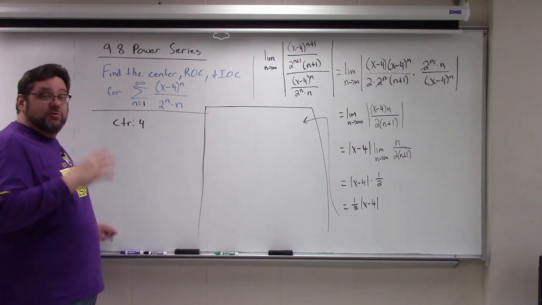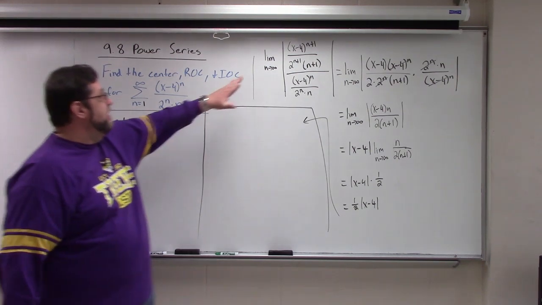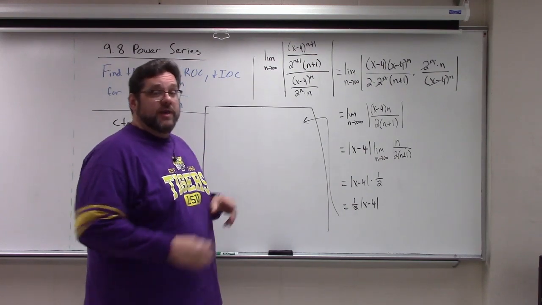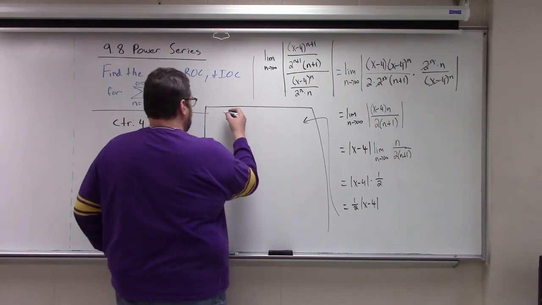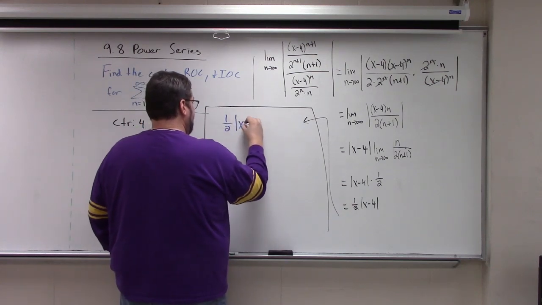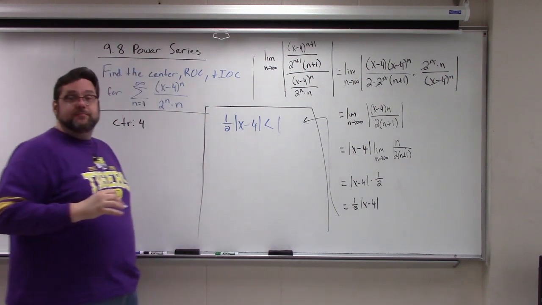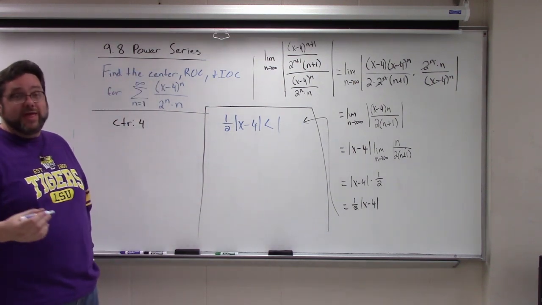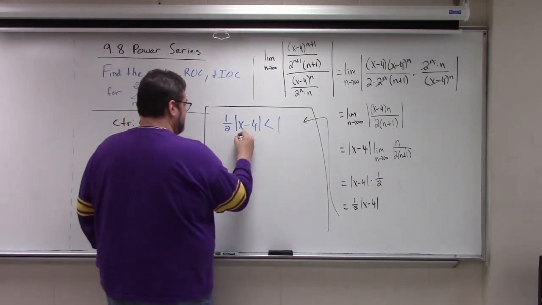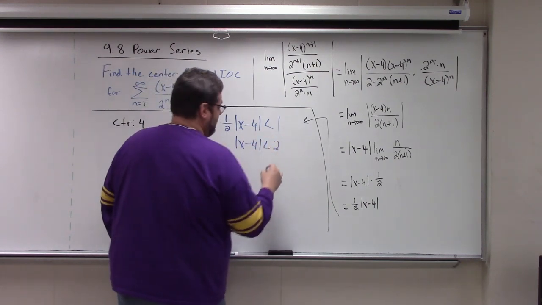The reason we do all that is because the ratio test tells us that we have convergence whenever this limit is less than 1. So I want to take that limit, 1/2 absolute value of x minus 4, and I want that to be less than 1. Well, when will that happen? Multiply both sides by 2. That's whenever the absolute value of x minus 4 is less than 2.